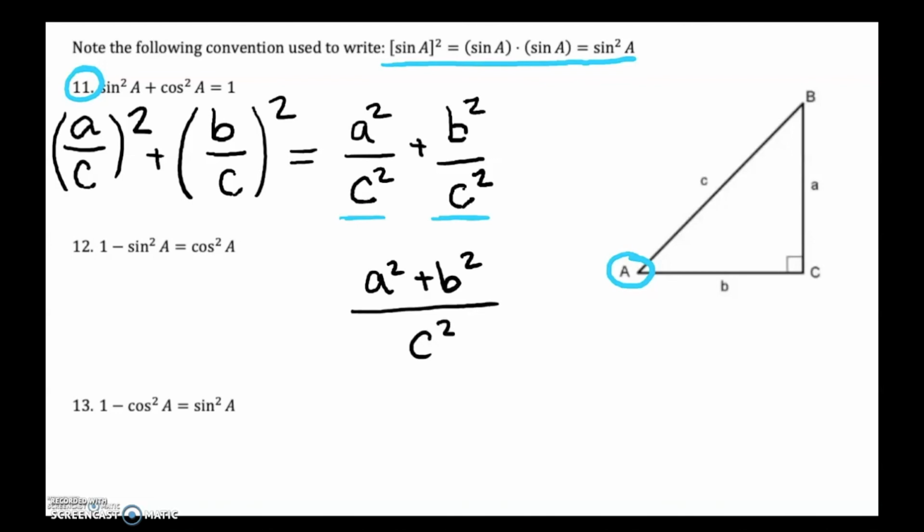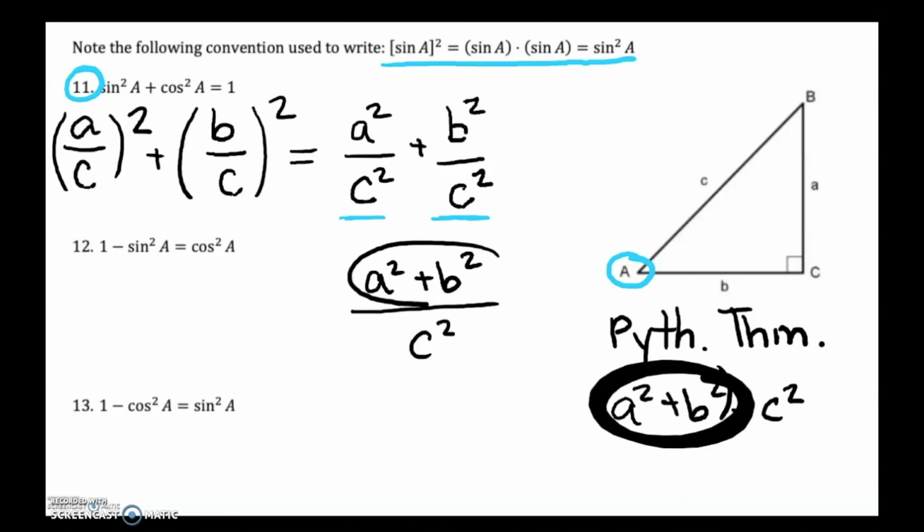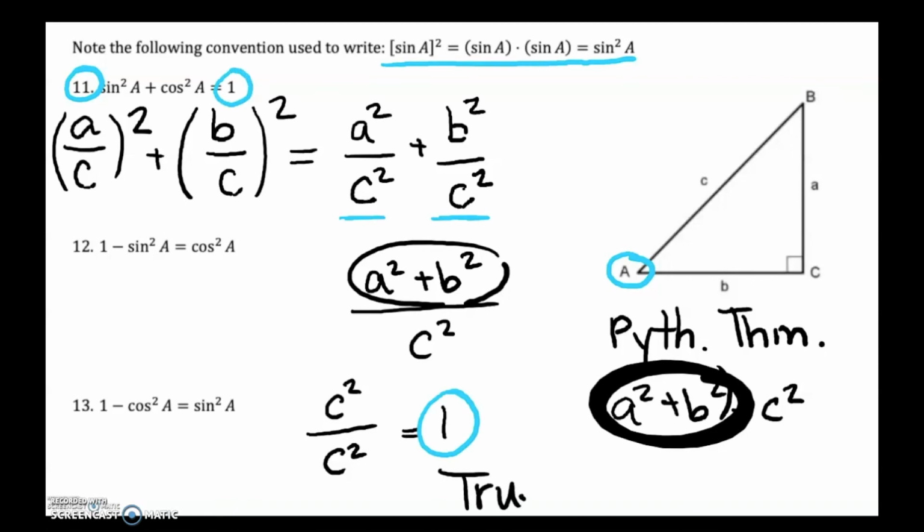Now here we can use the Pythagorean theorem. The Pythagorean theorem tells us that A squared plus B squared equals C squared. So we can substitute this in to our fraction. So then we have C squared over C squared, and this is equal to 1. This is what we wanted sine squared of A plus cosine squared of A to equal, and 1 does equal 1, so this is true.